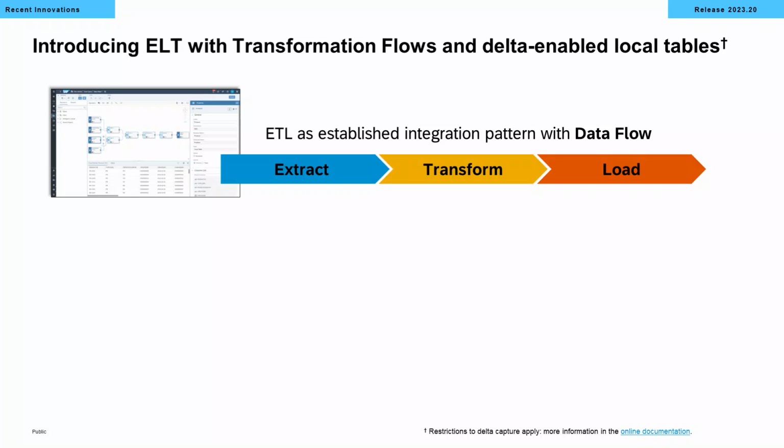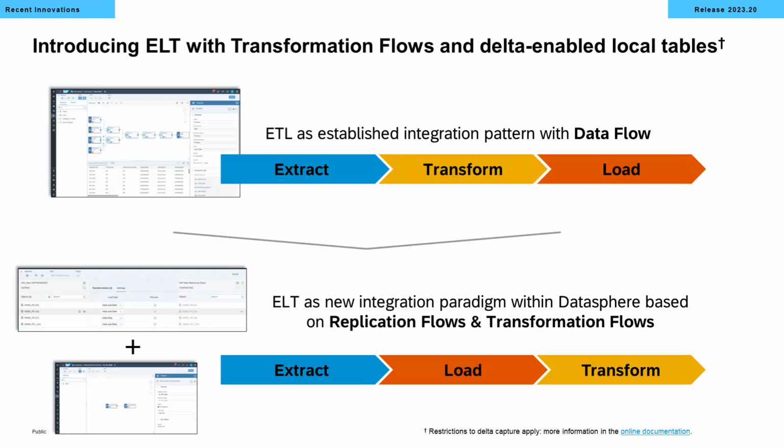That is what you had before. With the replication flow and transformation flow, and with that also the Delta capabilities, we now introduce a new approach, the ELT, so the extract, load, and transform approach, where the extract and load section will be done by the replication flow, and after the data is replicated into Datasphere, you can transform it. So it is shifting the transformation to after the loading.